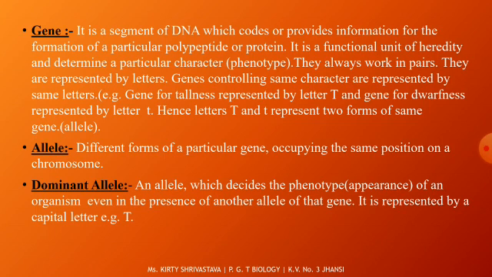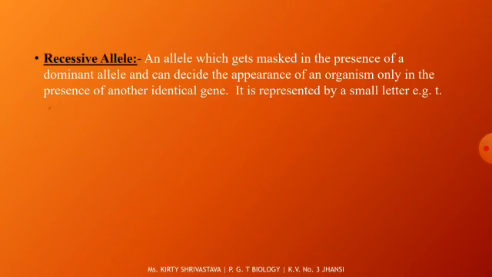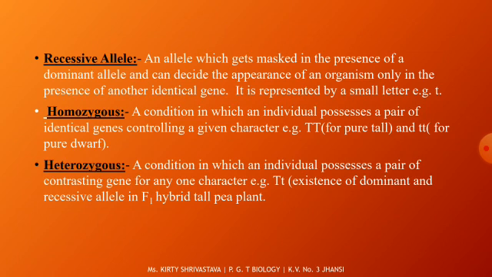Now, the allele which decides the appearance or phenotype of an organism, even in the presence of another allele of that gene, is called a dominant allele. It is always represented by a capital letter. For example, capital T represents tallness and depicts a dominant allele. An allele which gets masked or hidden in the presence of a dominant allele and can decide the appearance of an organism only in the presence of another identical gene is called a recessive allele. For example, small t represents a dwarf plant, which is a recessive allele.